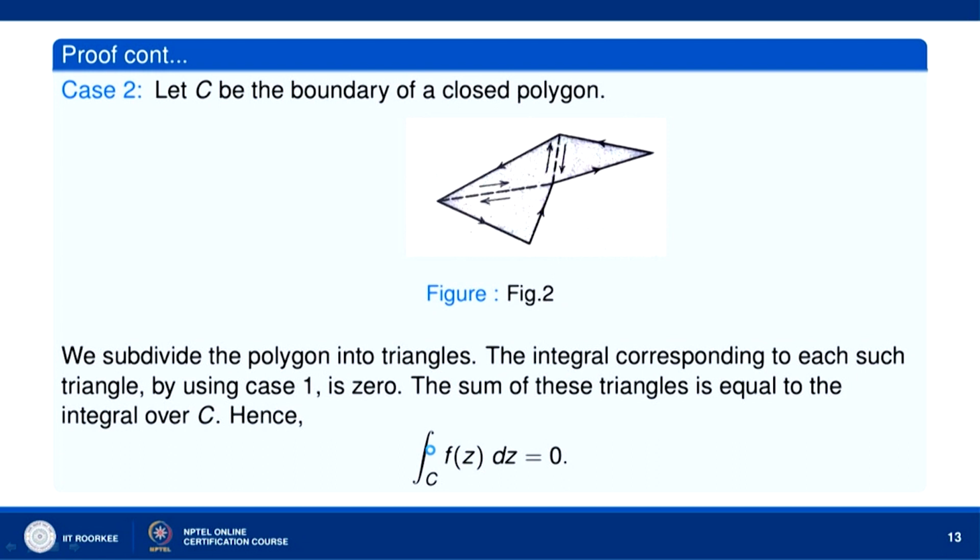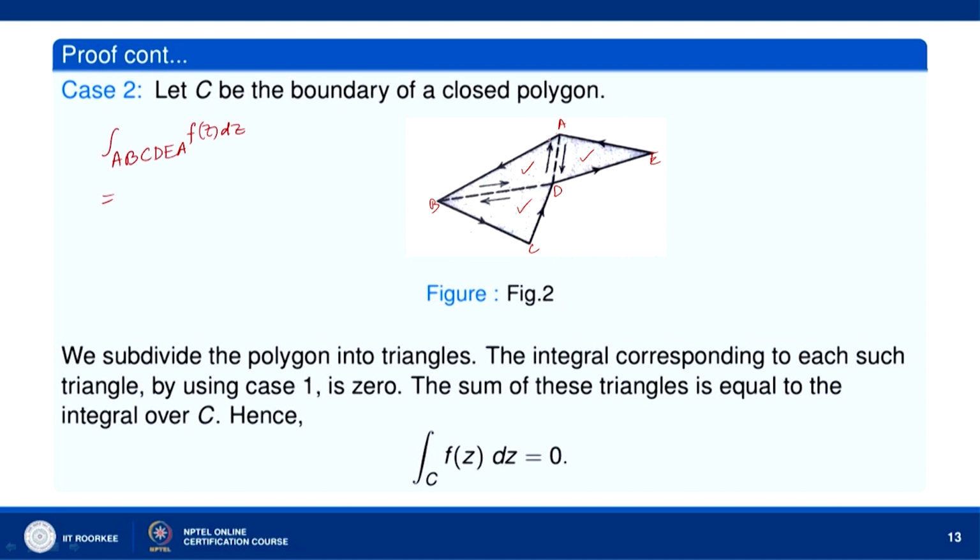Now, let us consider case 2, where C is the boundary of a closed polygon. Suppose this is the polygon A, B, C, D, E. What I do is I join B to D and A to D. Then the integral over A, B, C, D, E, A of f z dz, I convert it into 3 triangles 1, 2, 3.